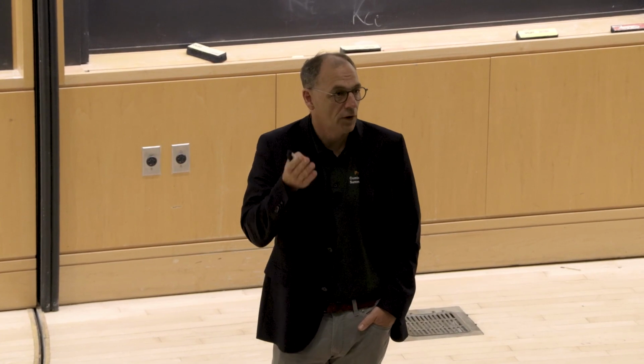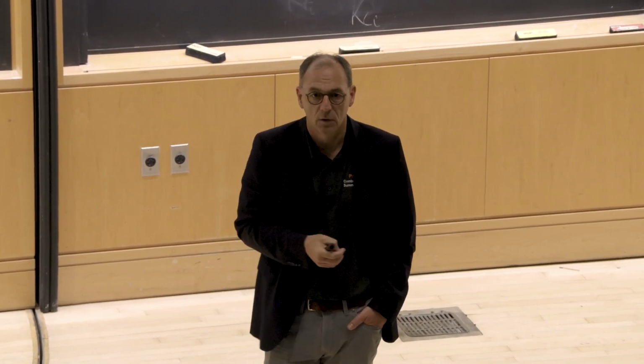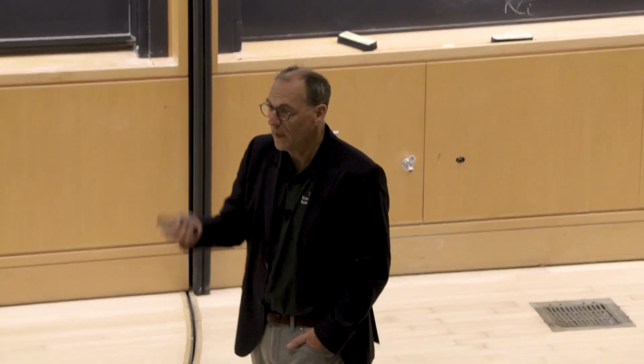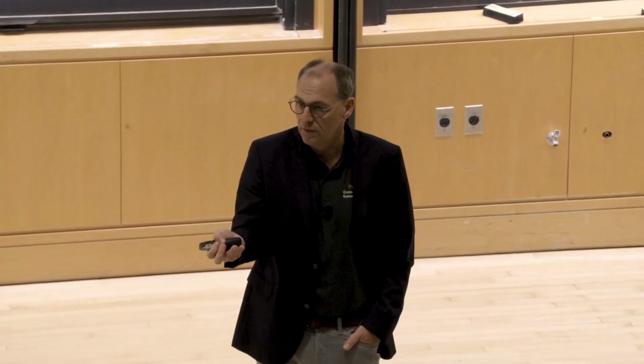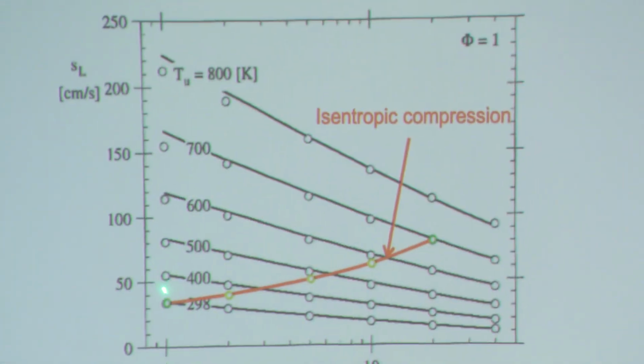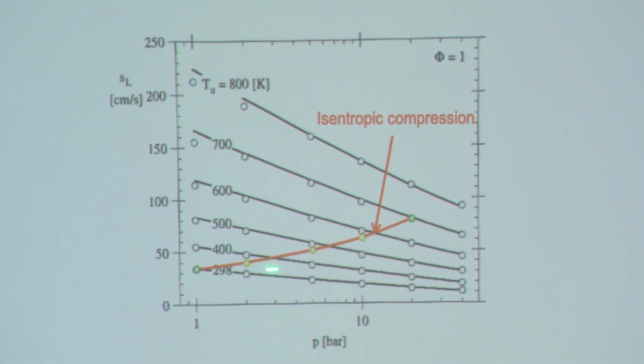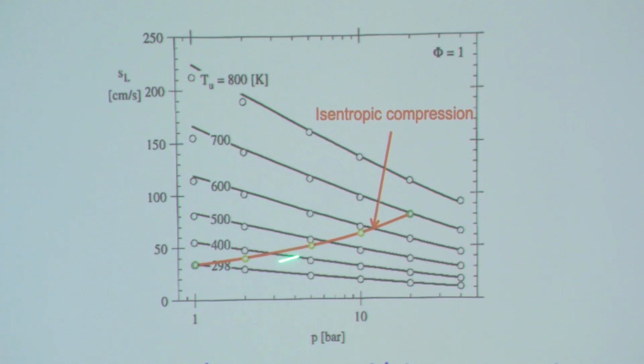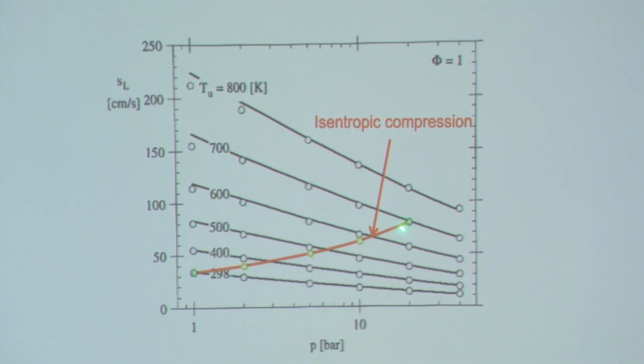But as I said earlier, very often we're worried about gas turbines, or we're worried about internal combustion engines. They're high temperature, high pressure, they're not ambient conditions, okay? Now, what's interesting is burning velocity. You go to high pressure, it goes down. You go to high temperature, it goes up, okay? So what happens when you do an isentropic compression, for example, like in a compressor of a gas turbine, or in an internal combustion engine? That's shown here. So this here is 298 Kelvin, 1 bar.